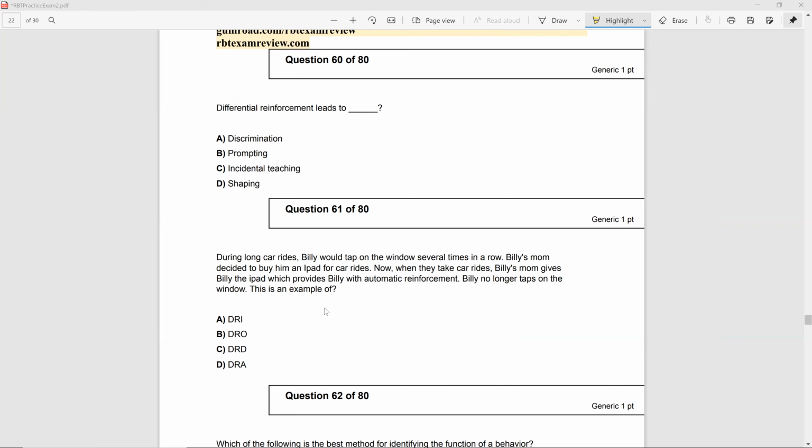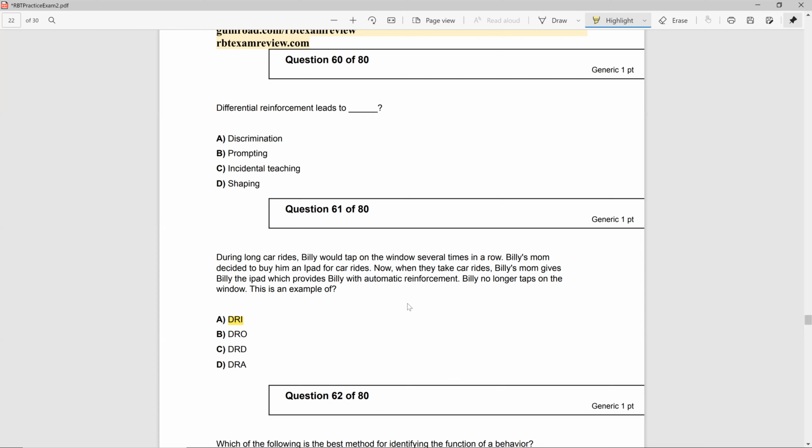So either this behavior is incompatible or it is an alternative. The question we ask ourselves now is: is the behavior that we are reinforcing incompatible with the behavior that we are putting on extinction? Can Billy play with his iPad and hold it in his hands while tapping on the window? Are those behaviors compatible or not? Well, they're incompatible. You can't tap on the window if you have both hands on that iPad. So this is differential reinforcement of incompatible behaviors. The replacement behavior of being on the iPad is incompatible with the behavior of tapping on the window.